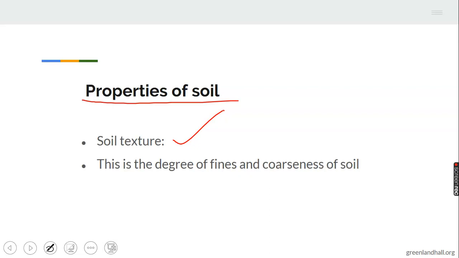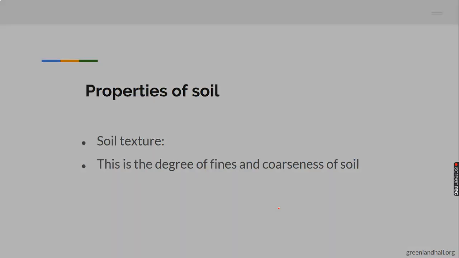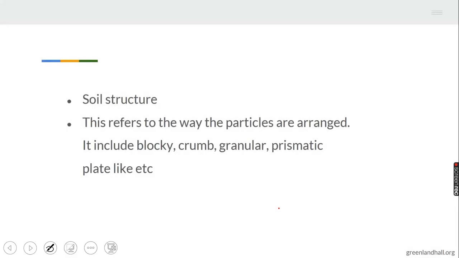The degree of fineness or coarseness of soil is called soil texture. How smooth a soil is, or how coarse the soil is, is what we refer to as soil texture. Take note of that. Then we have soil structure.